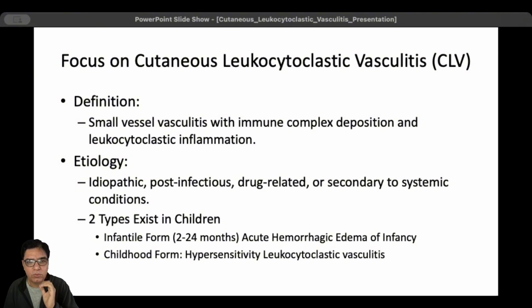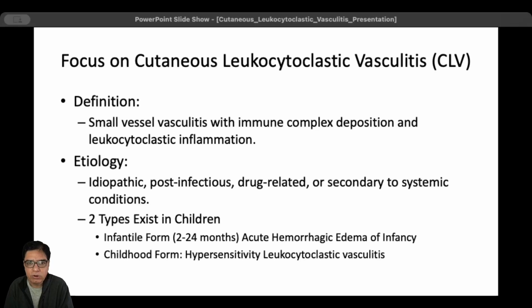So this is a small vessel vasculitis with immune complex depositions and white blood cell inflammation in the small blood vessels, especially the venule side. Why it occurs, nobody knows. Again, there are theories.